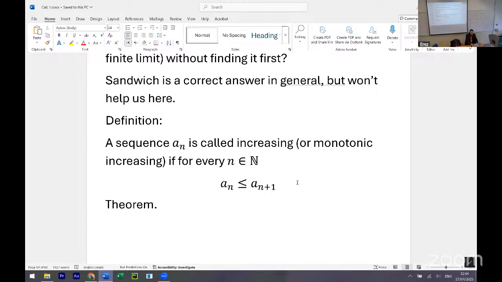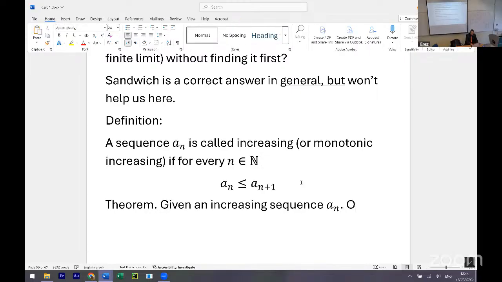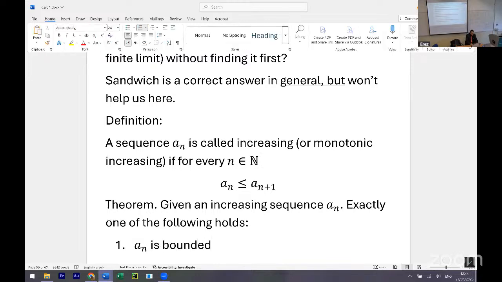So, theorem: given an increasing sequence a_n, exactly one of the following holds. One, the sequence a_n is bounded and has a finite limit.